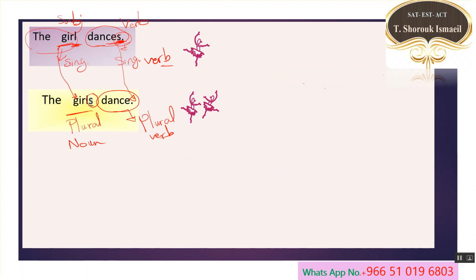Like "the girl dances": the girl here is a subject, and its verb is close to it. Nothing separates them from each other. So the subject and the verb are following each other, and nothing here separates them. That's why it's so easy to notice the disagreement.